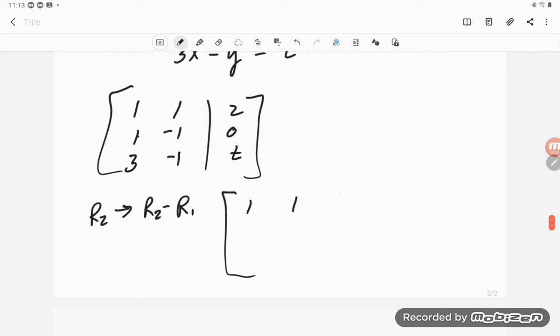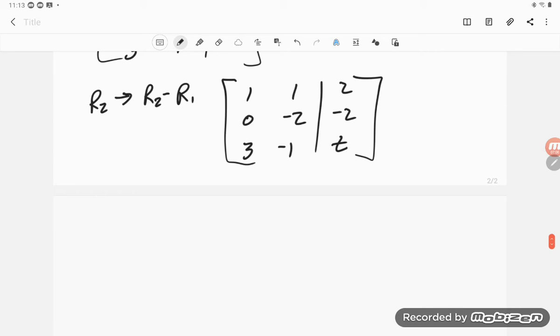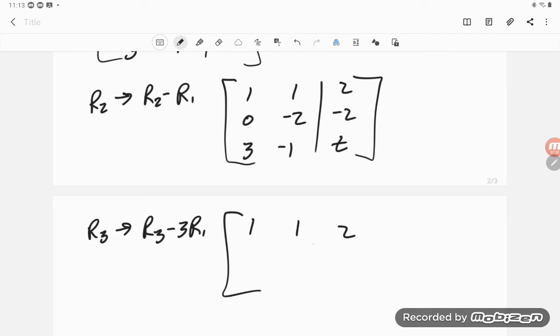And I have 1, 1, 2, 0, and then negative 1 minus 1 is a negative 2, 0 minus 2 is a negative 2, and 3, negative 1, and t. Now, get rid of that 3, so row 3 gets replaced by row 3 minus 3 row 1. And so 1, 1, 2, 0, negative 2, negative 2, 0.